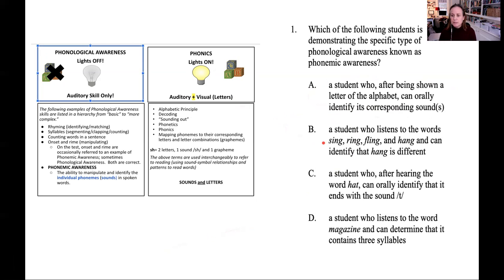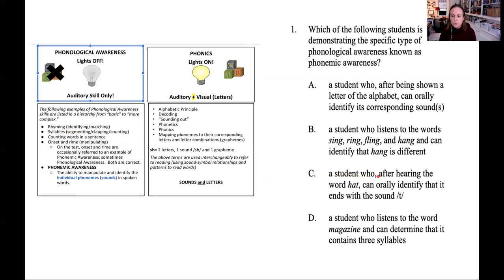B, a student who listens to the words sing, ring, fling, and hang, and can identify that hang is different. I noticed that these first 3 are rhyming words and hang is not. So this is about phonological awareness, specifically rhyming, and you'll see that here. It's a more broad category of phonological awareness, not phonemic awareness.